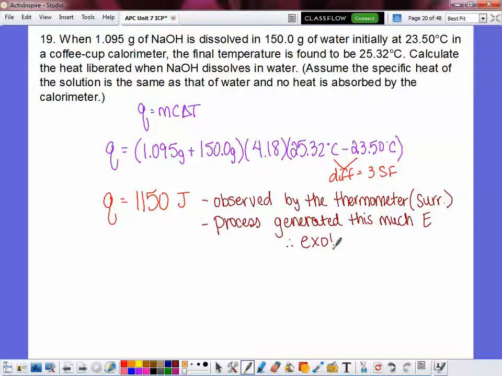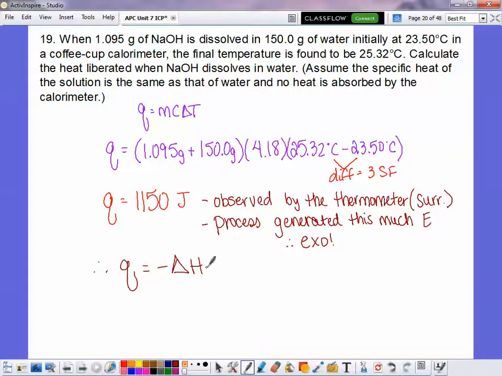Okay? So there is one formula that's really useful. Even though, again, this isn't a reaction, we can still say this is delta H of reaction. So we always flip the sign when we're finding delta H from Q for problems like this. Okay? So therefore, my delta H of reaction is going to be negative 1150 joules.